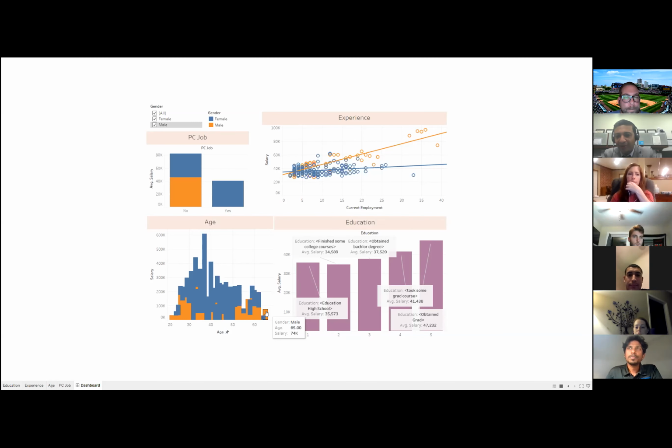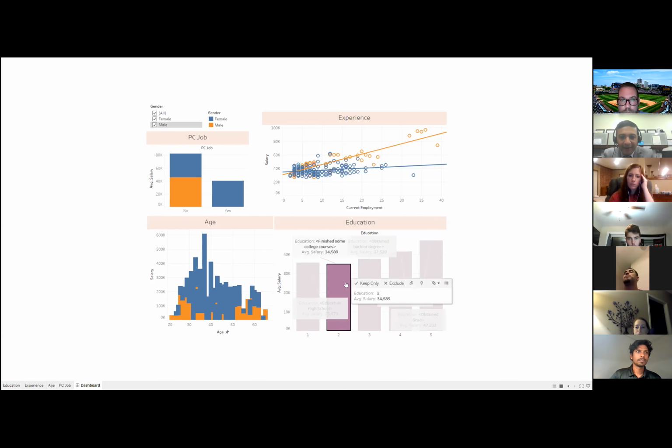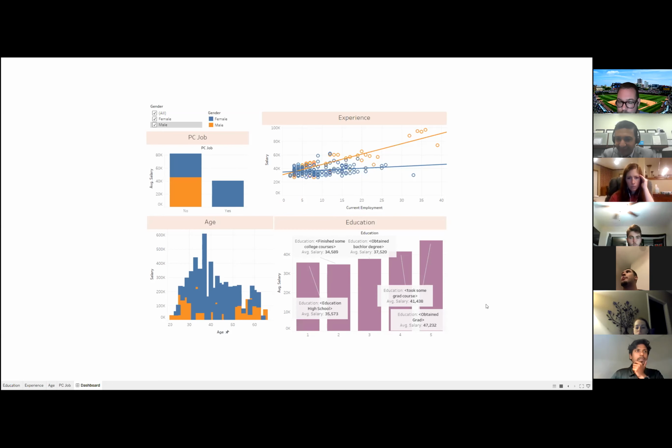Well, this was very evident in the first team. If you recall, the first team actually showed you a bar chart that showed that the second level, which is finished some college course, okay? And you can see it right here too. If you arrange this bar in ascending order, you will see that people with just high school education seem to have a higher average salary than those who have finished some college courses, right? Can you see the difference there?